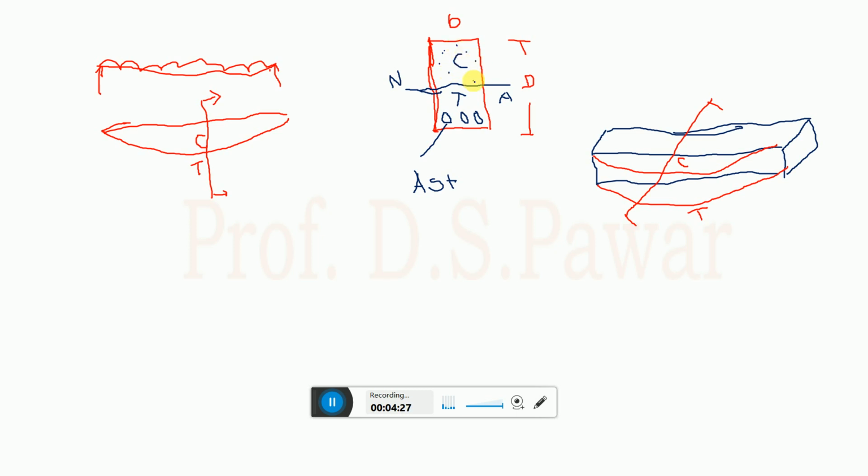Along with this, we have provided concrete at the bottom side also, below the neutral axis in the tension zone. But we have made one assumption. The assumption is that all tensile stresses should be taken by steel in RCC, and the contribution of concrete regarding the tensile stresses is completely ignored.